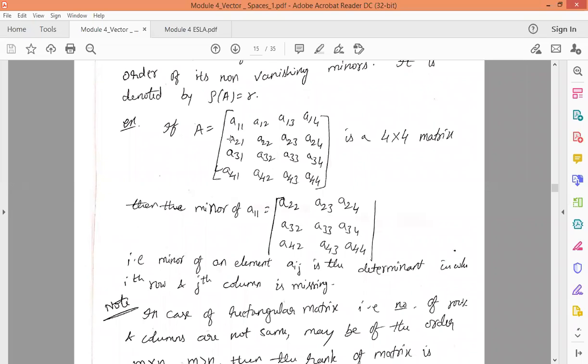Leave the first row, third column. And similarly, if you ask for A21, then you have to leave the second row and the first column. So in whichever row and column the element is present, you have to eliminate that, and the remaining elements you need to copy. Here we'll take an example and I'll show how to do it.